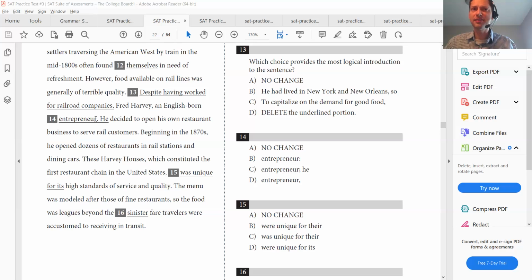So despite having worked for railroad companies, Fred Harvey, an English-born entrepreneur. Wait, is that a sentence? No, that's not a sentence. It can't be B because before a colon has to be a sentence. So it can't be A, it can't be C because they're both the same, and it can't be B, it's not a sentence. The answer is actually D. Awesome. Let's work on another.